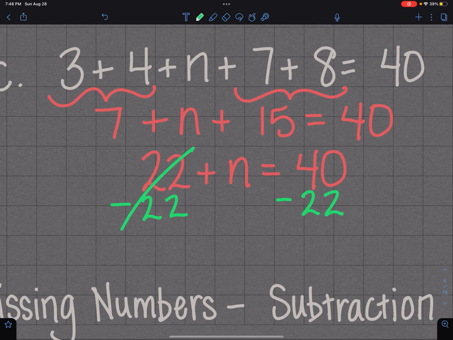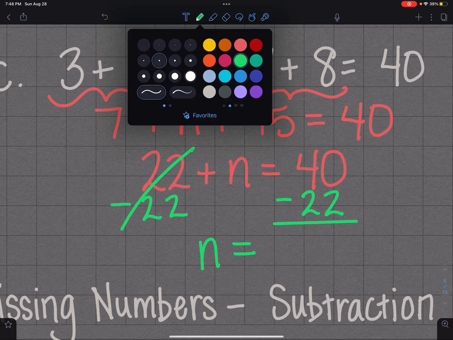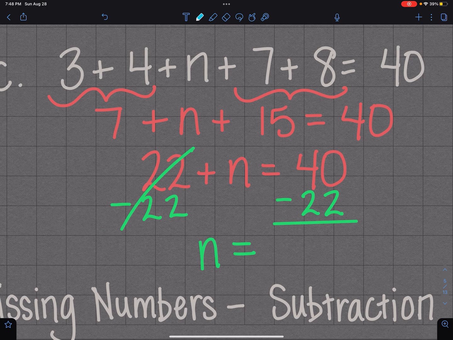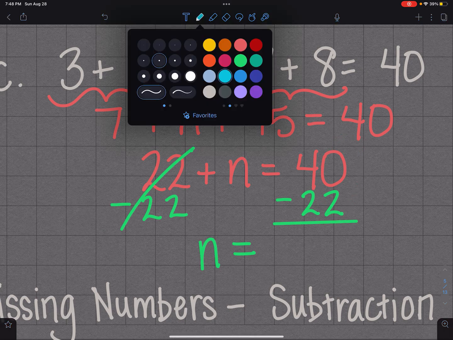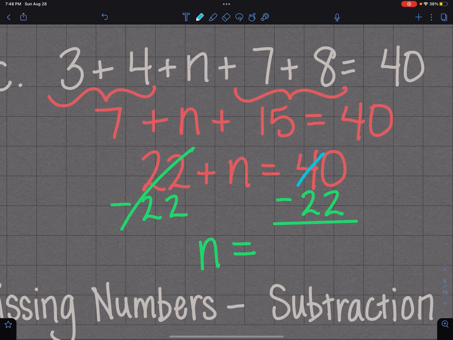This cancels out, so I have n is equal to the answer of 40 minus 22. Let's get a different color and do that math. So I see 0 minus 2. I can't do that. Let's borrow again. I just love borrowing. No, I don't love borrowing. It's not a good thing. All right, 10 minus 2, now I can do that, is 8, and 3 minus 2 is 1. So n is equal to 18.